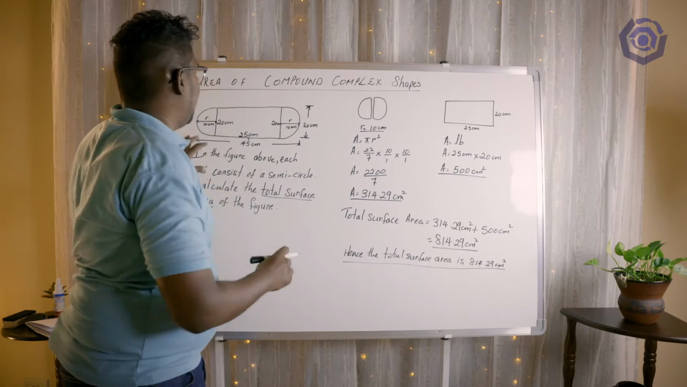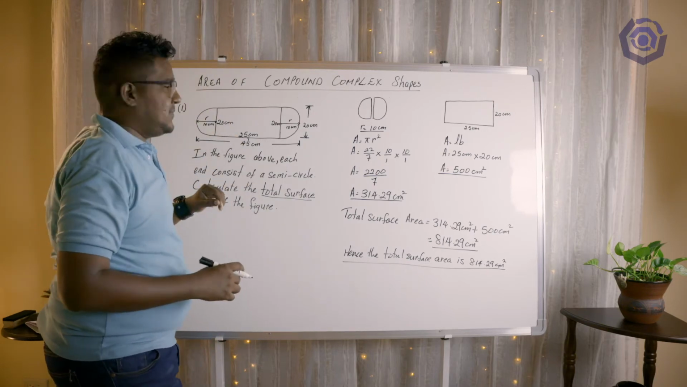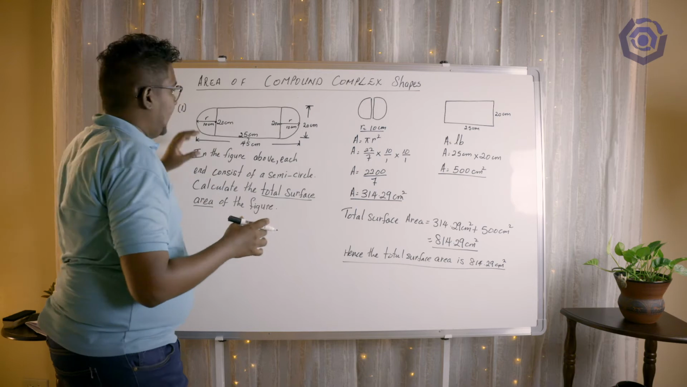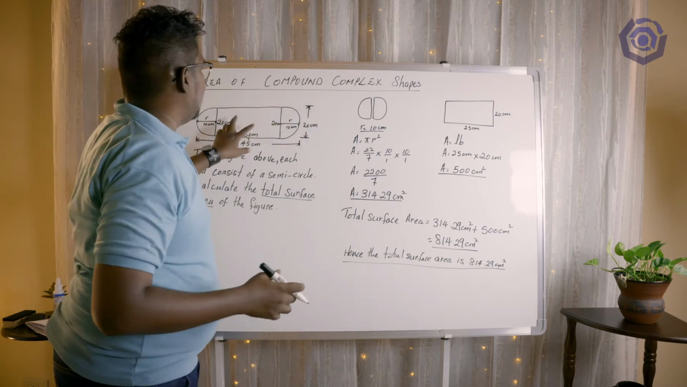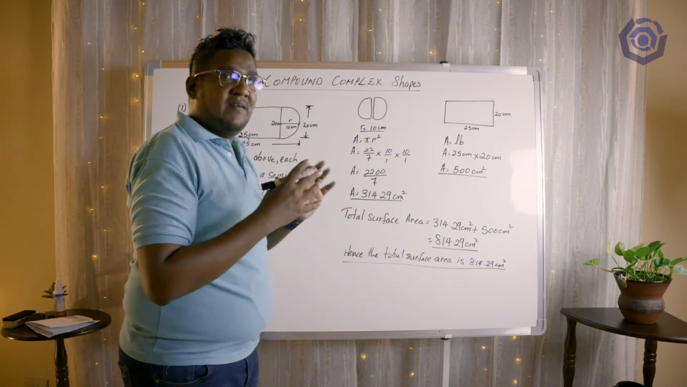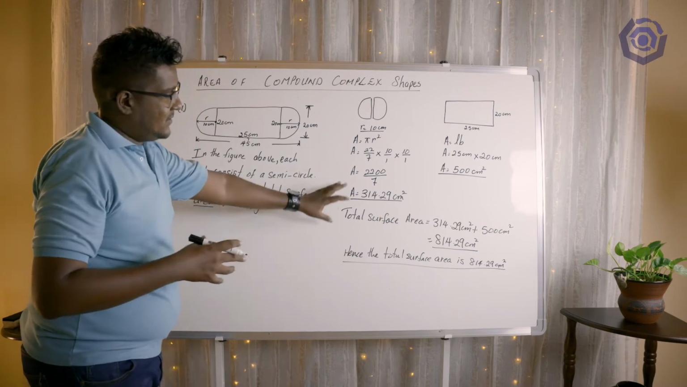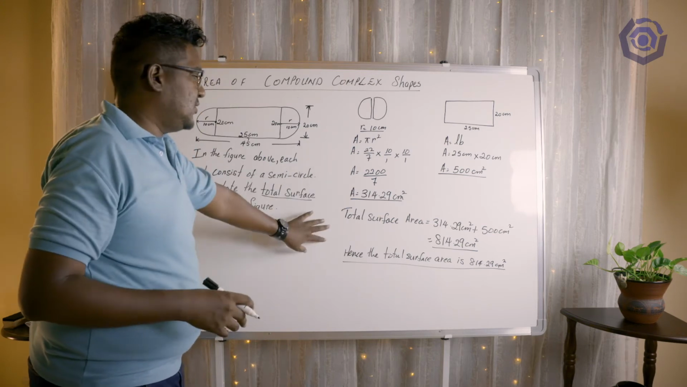And that's how you find the area of these compound complex shapes. Remember, break them up. Two semicircles give me an entire circle and a rectangle in the middle. You break them up, find the area, and then we add the area of each part to get the total surface area.